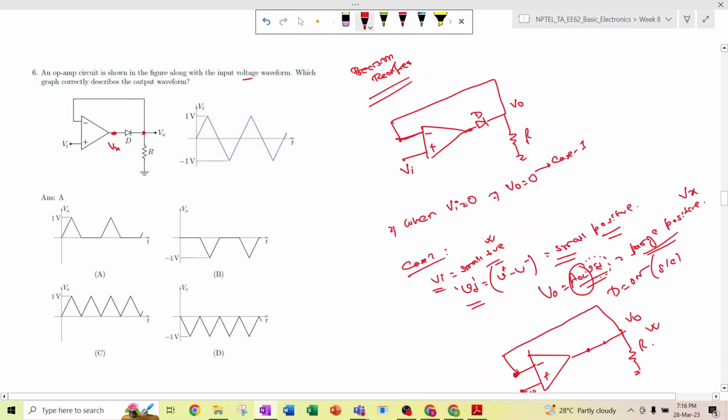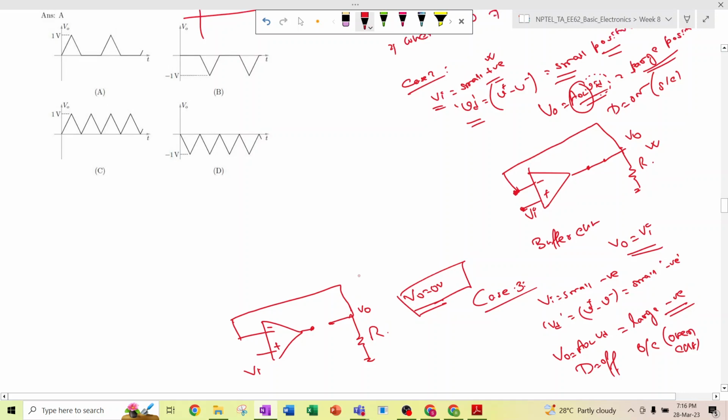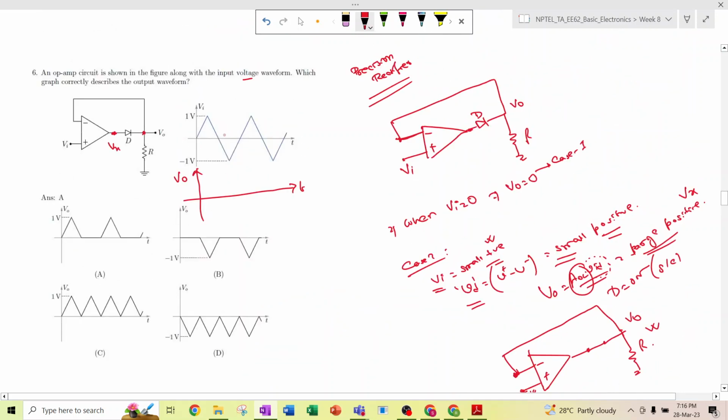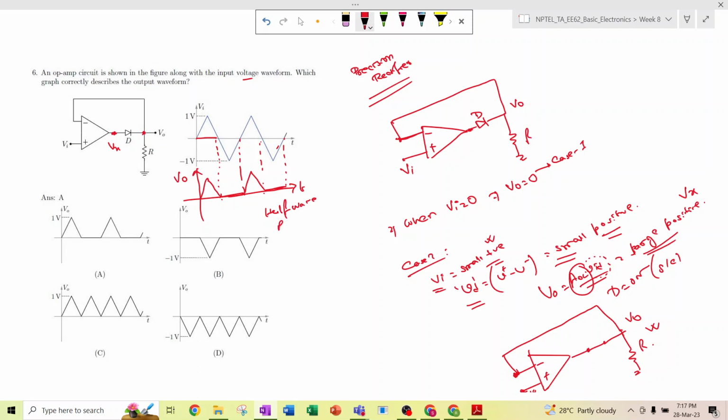So if we plot the output Vo against time t, whatever we get whenever Vi is small positive, that is, if it is positive, then throughout this cycle, if we draw like this, then whatever is on the positive side will get passed and on the negative side it will be 0 like this. So it will act as a half wave rectifier. You remember, right?